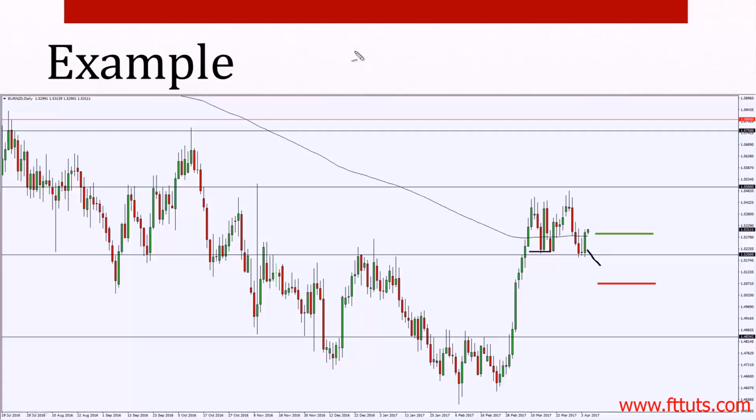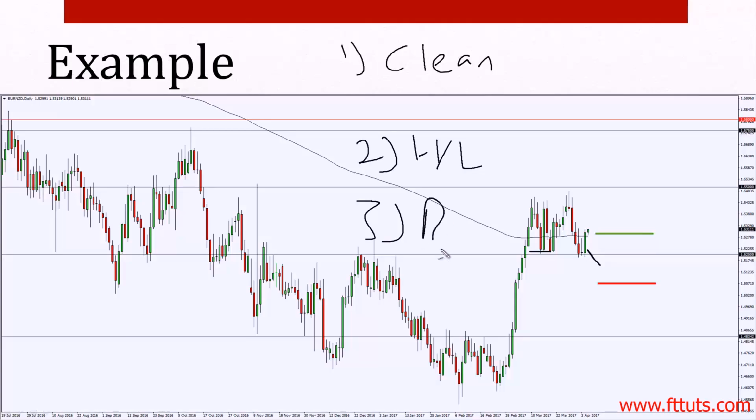All right, remember the first thing is a clean move into support resistance. Second thing, it has to retest the previous high or low, depending on whether you're going to go long or short. And the third thing you look for is a strong price rejection. So let's call it R, right? Rejection, a strong price rejection.